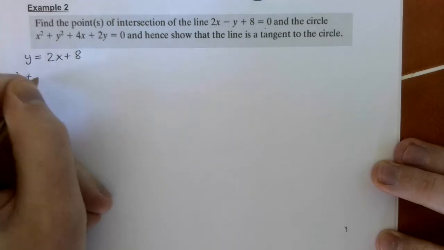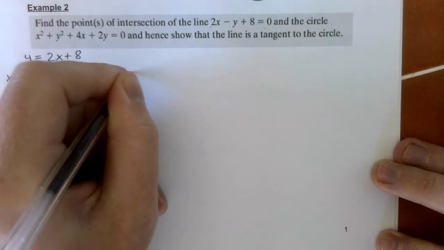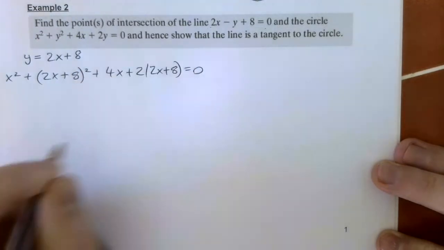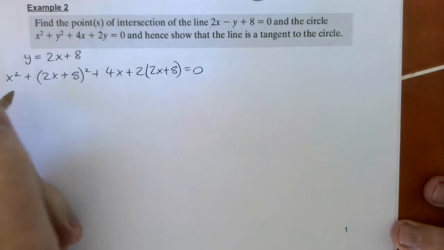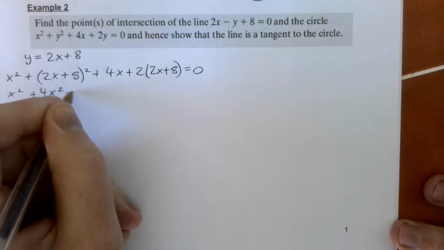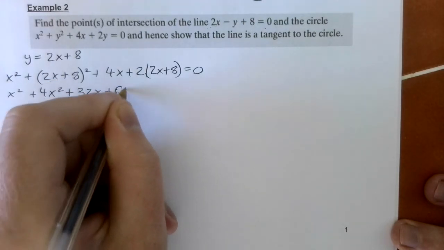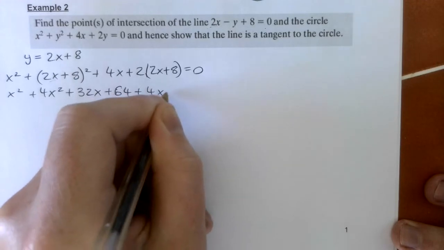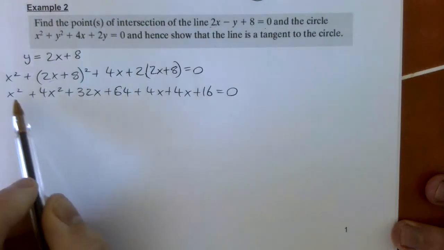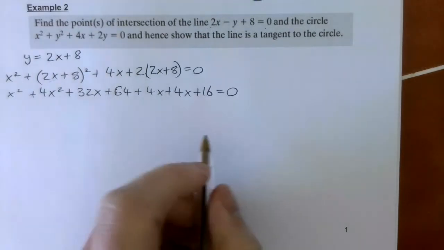So it's going to be x squared plus (2x plus 8) squared plus 4x plus 2 by (2x plus 8). And that is equal to 0. We're going to work all of this out. So it's going to be x squared plus 4x squared. First bit last by 2, so that's plus 32x, and plus 8 squared, which is 64, plus 4x plus 4x plus 16 is equal to 0. For all of this multiplying out, feel free to take a few extra steps yourself if you're having difficulty with that.